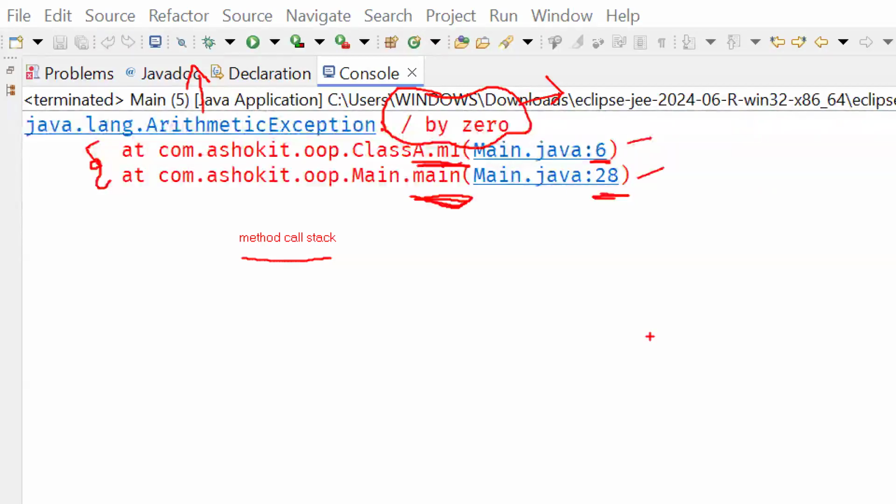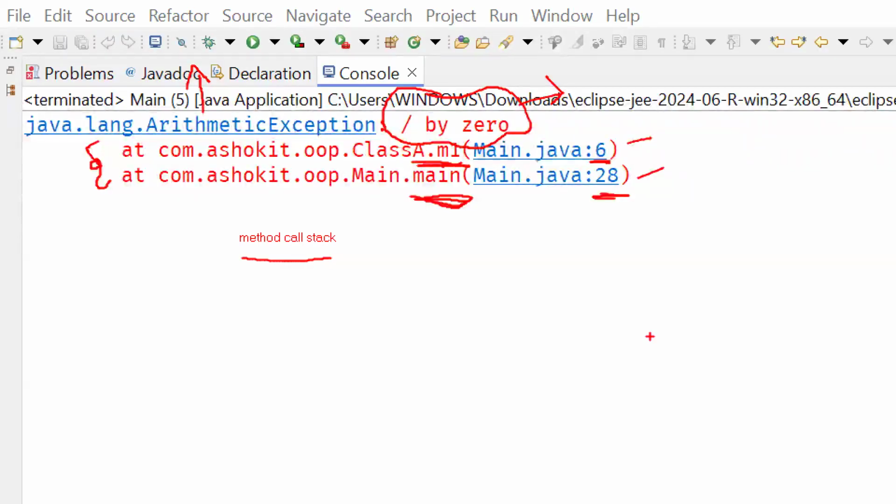then tell me which method you have to call to print the exception details. Print stack trace. That's why mostly Java developers use that method only. Which method? printStackTrace. This is called the stack trace of the exception.